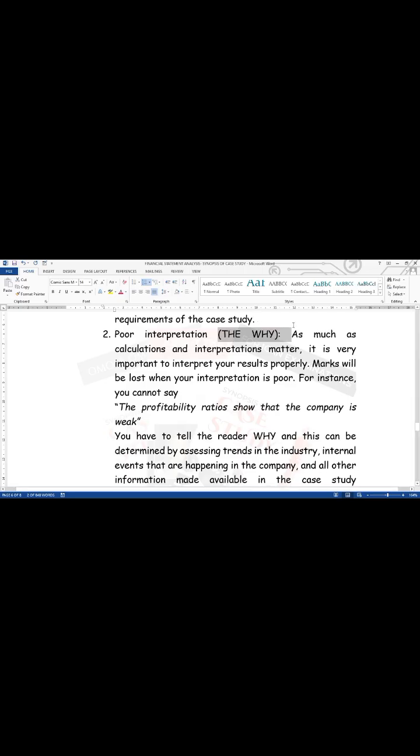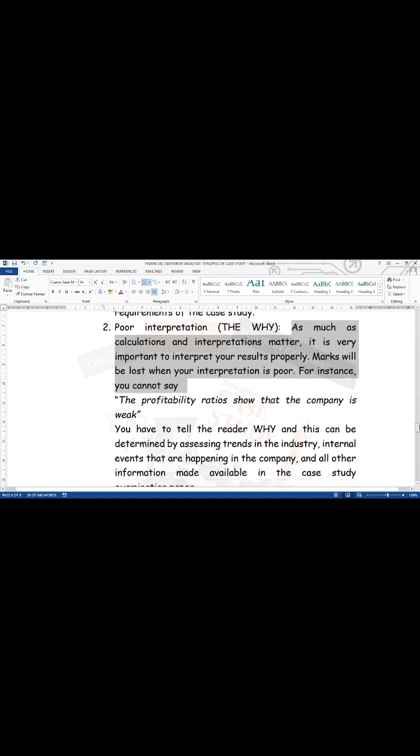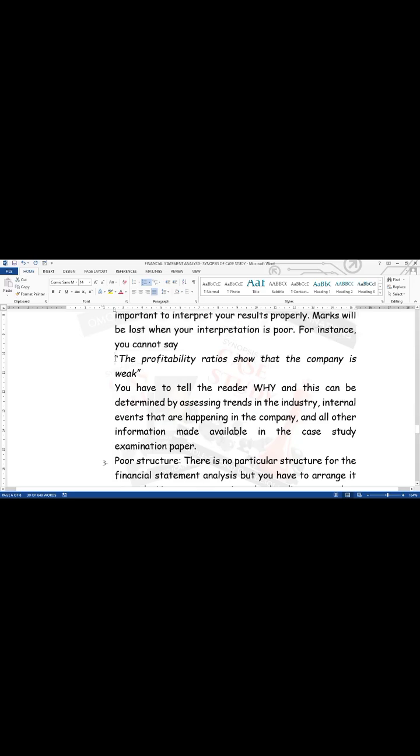As much as calculations matter, it is very important to interpret results properly. Marks will be lost when interpretation is poor. For instance, I'll give an example. You cannot say profitability ratios show that the company is weak. How does that show the company is weak? Okay, weak in which actual area? There are so many profitability ratios.